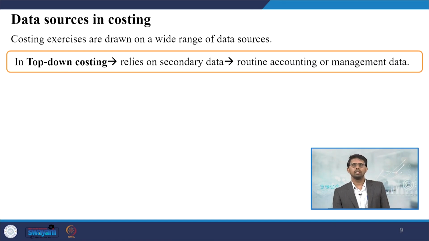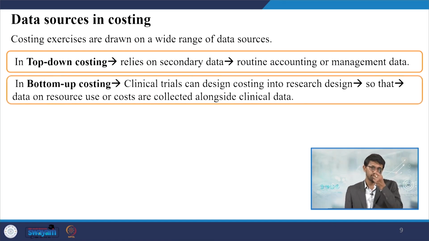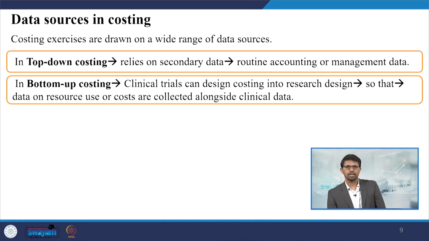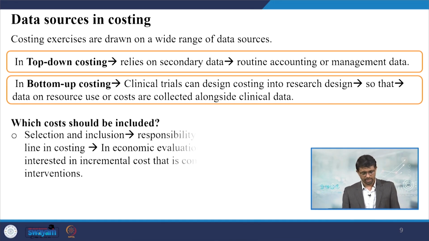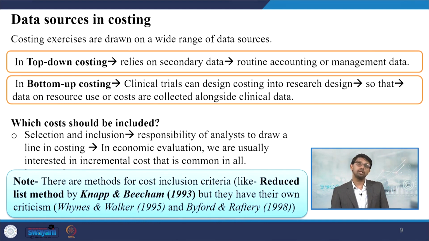Routine accounting and management data are part of the top-down costing. In the case of bottom-up costing, clinical trials can design costing into the research design, so that data on resource use or cost are collected alongside clinical data. Which costs should be included then?